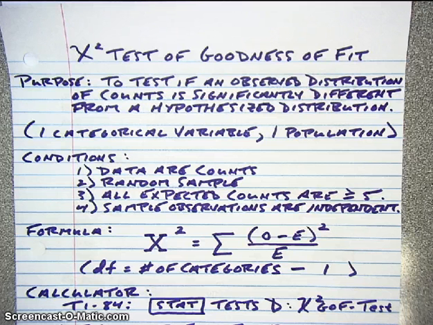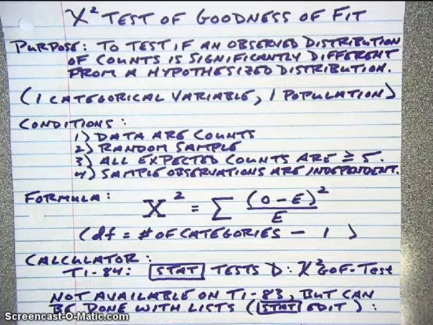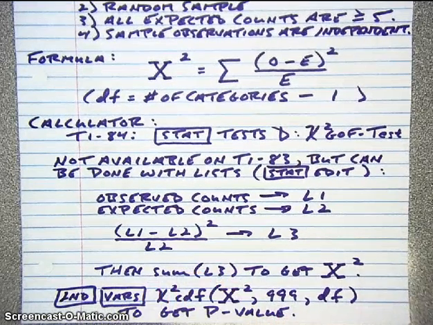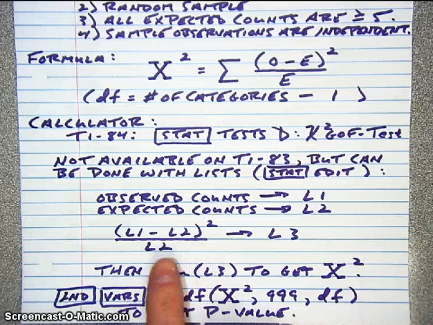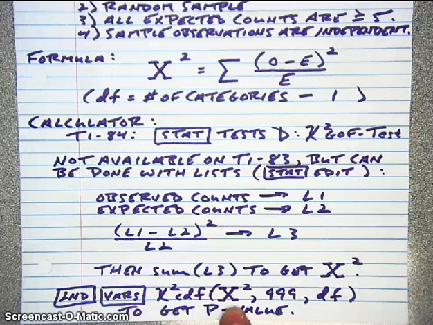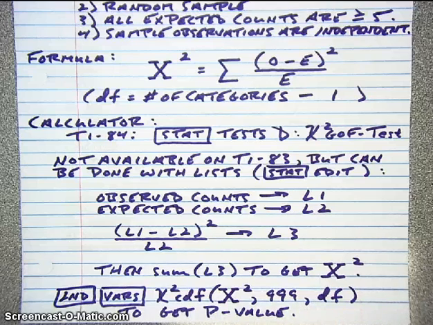On the TI-84, this test is available. It's Stat, Tests, D, chi-square goodness of fit test. This is not available on a TI-83, however, but you can do it with lists. Here's a brief summary of how to do that. Put the observed counts in list 1, the expected counts in list 2, calculate the components of chi-square, (L1 minus L2) squared over L2, store that in list 3, and then sum up list 3 to get the chi-square statistic. At that point, you go to 2nd Vars, the distribution menu, and look up chi-square CDF. Then you put in your chi-square statistic, a large number like 999, and the number of degrees of freedom, and that's how you get your p-value.